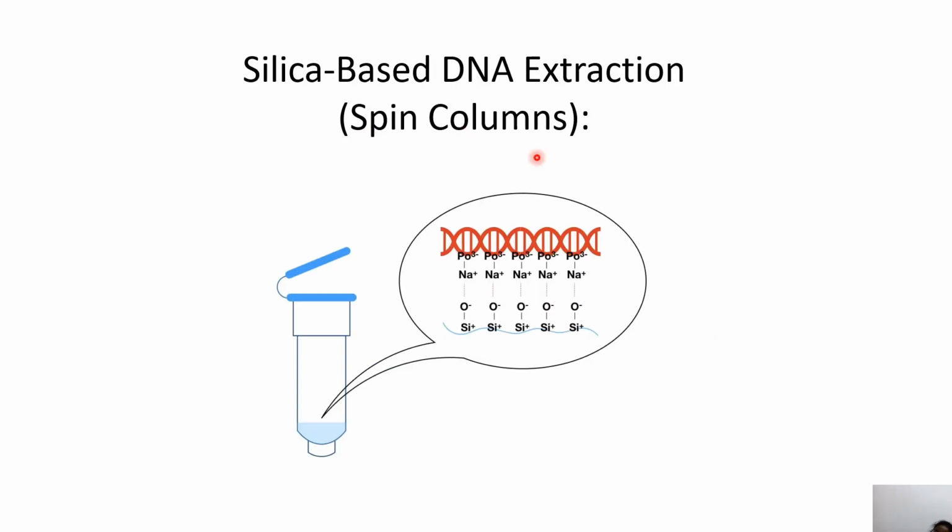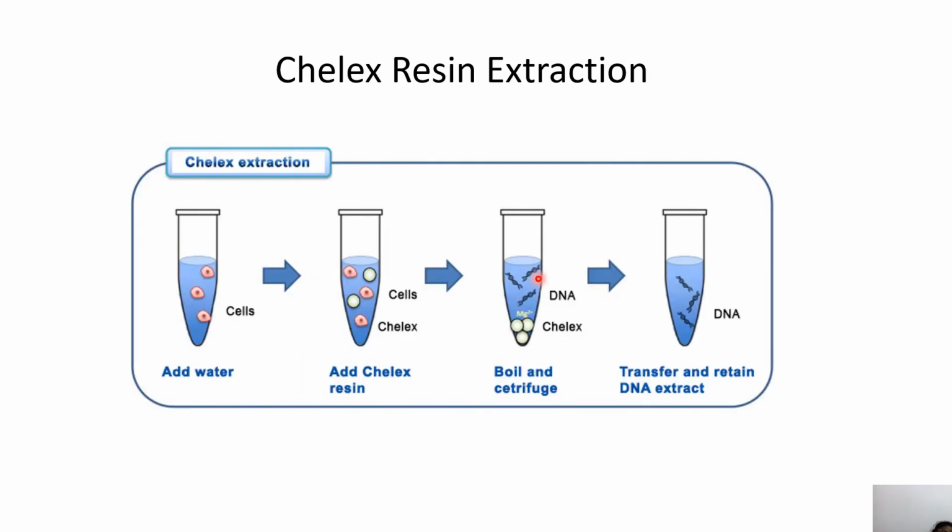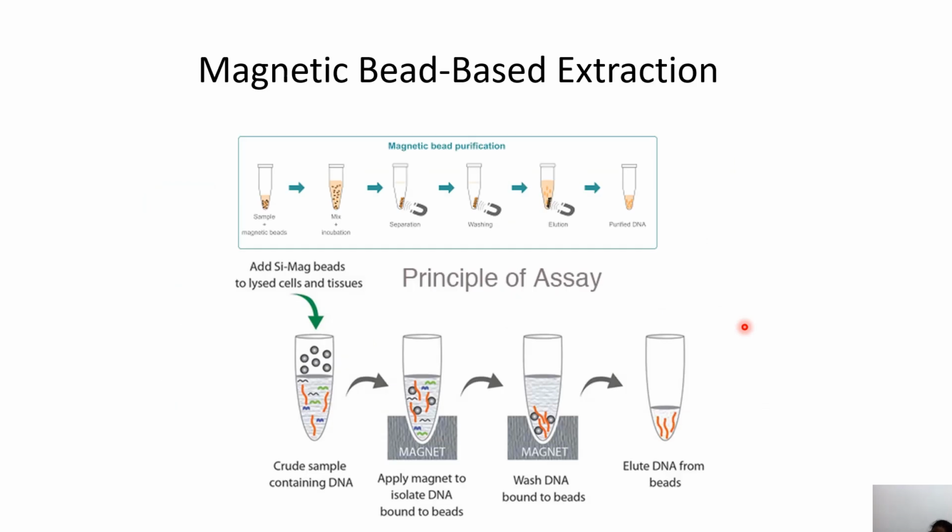Schematic of silica based DNA extraction or spin columns. This is the Chelex resin extraction. You add water, then you add the resins, you boil and centrifuge, and you transfer and extract the DNA, retain the DNA extract.